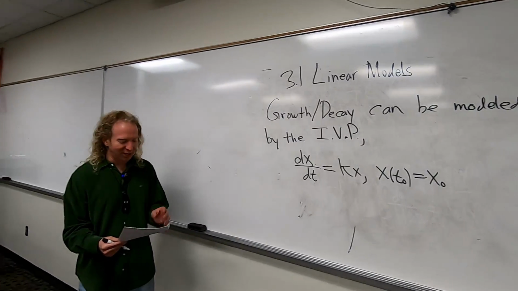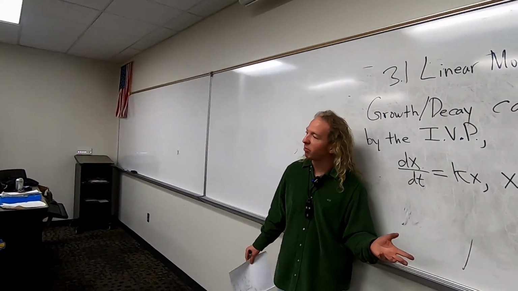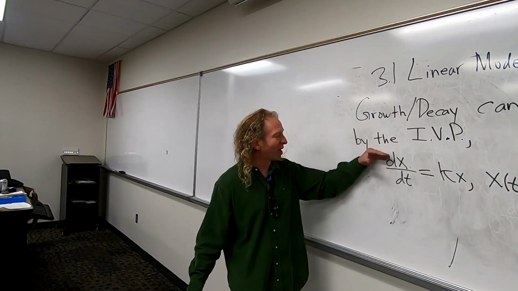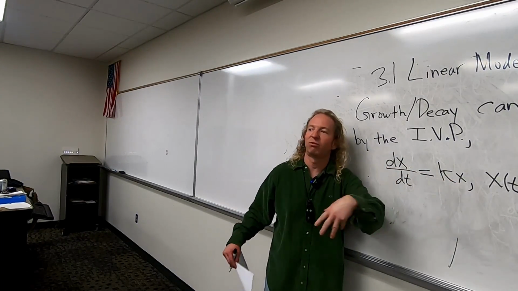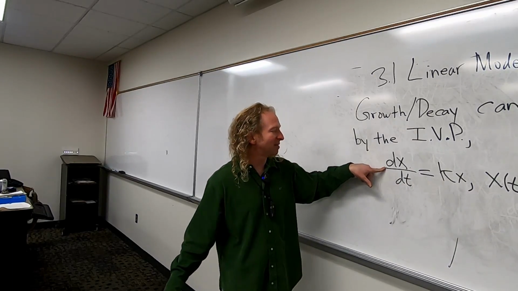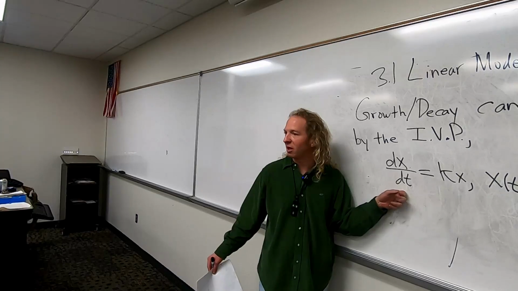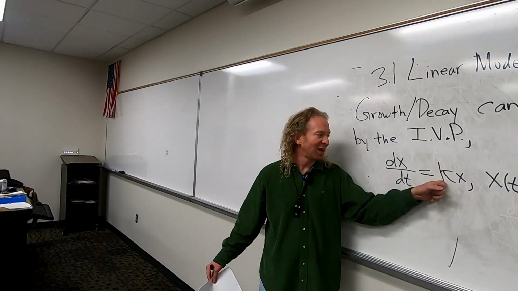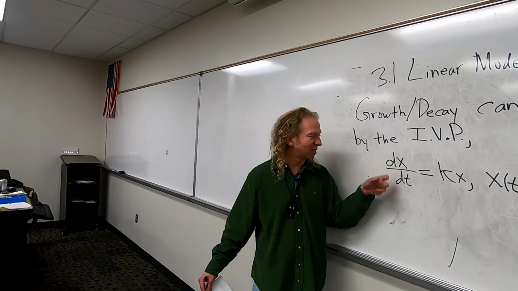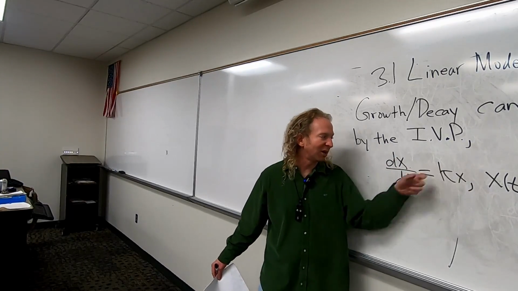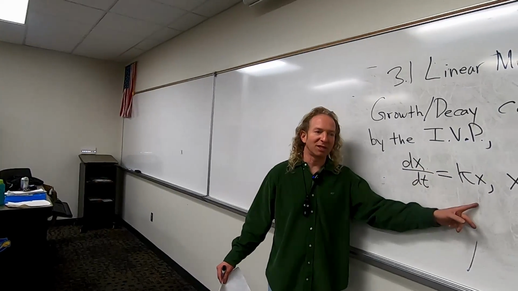Let me pause here and explain this. So x could be anything. By the way, what does this mean? This means the rate of change of x is directly proportional to x. That's how you say it in proportionality terms. Let's say x is the amount of bacteria in a puddle of water. So the rate of change of the bacteria is equal to some constant k times the amount of bacteria. You could solve this. This is separable. You would divide by x and multiply by dt.